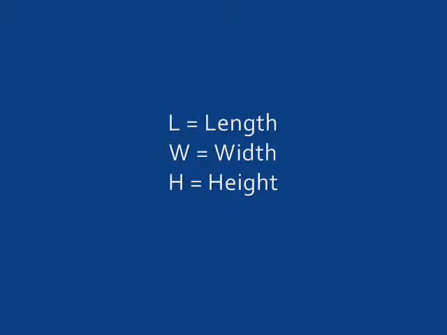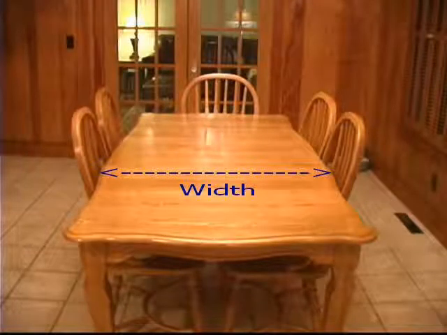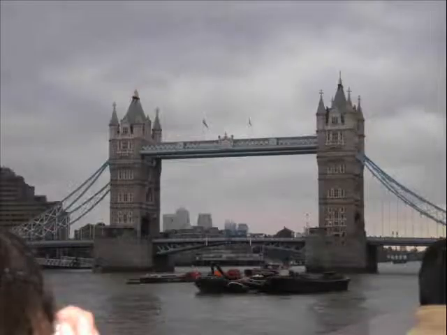Now our next dimension is width, or W. What is that? Well, let's look at another example. Take a look at this table. Width tells how wide something is. Normally the measurement is made from left to right as you're facing an object. Height, or H, is a measure of how high or tall something is. We normally measure something's height by starting at the bottom and measuring to the top.